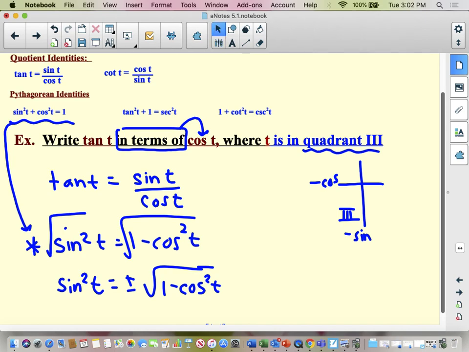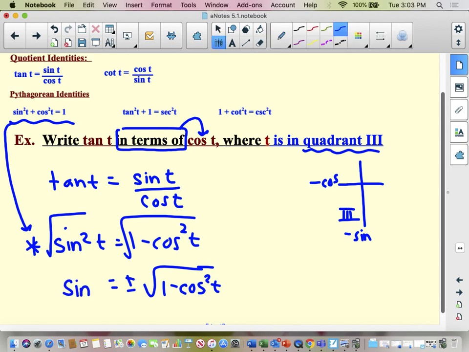It doesn't matter where the tangent is in quadrant 3. It doesn't matter where cosine is in quadrant 3. It matters where sine is. Oops, I didn't want to square it here, sorry. It matters what the sign of sine is in quadrant 3, because that's what I just solved for when I plus or minused. So this right here is what I'm going to base my decision on when I pick my plus or minus.